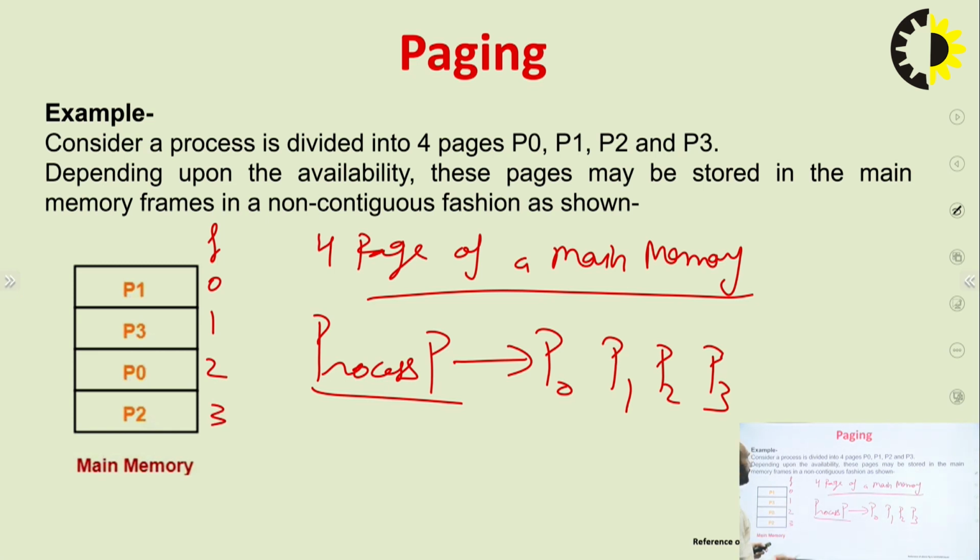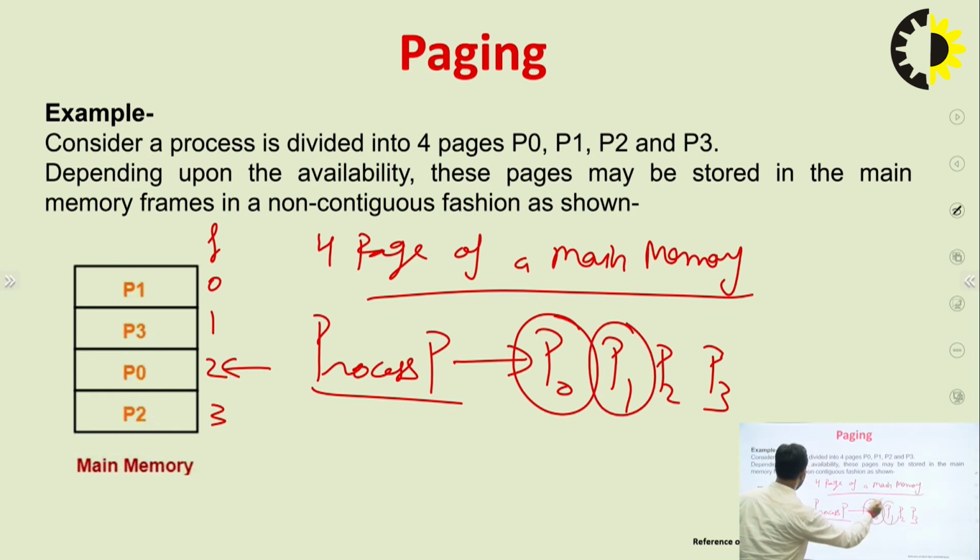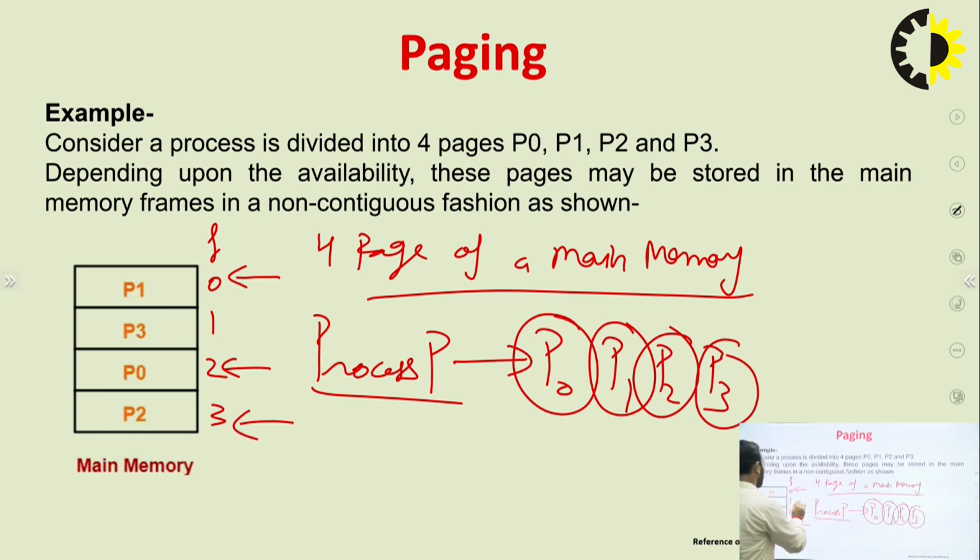So in main memory, the first page, P0, is placed at frame number 0. Likewise, P1 is placed at a location of frame 0. P2 is placed at a location of frame 3 and P3 is placed at a location of frame 1. So what does it represent here? It represents a non-contiguous allocation of memory within main memory, how it will be placed.